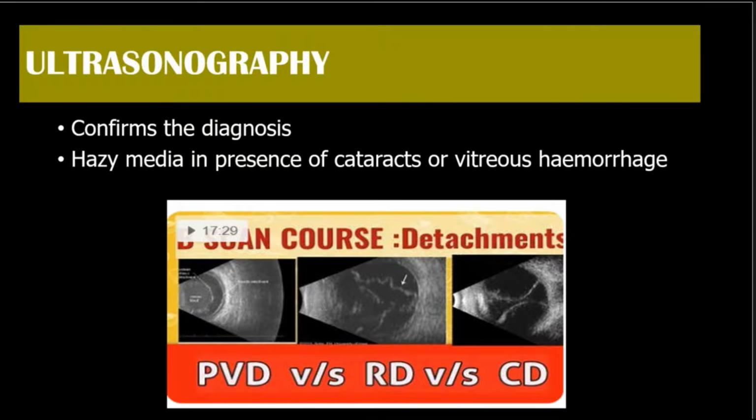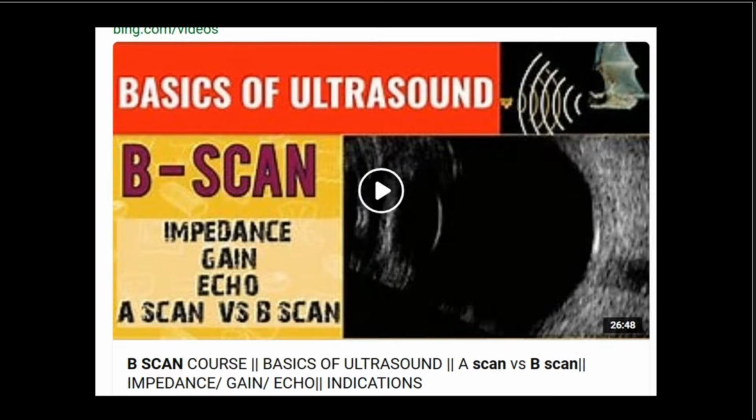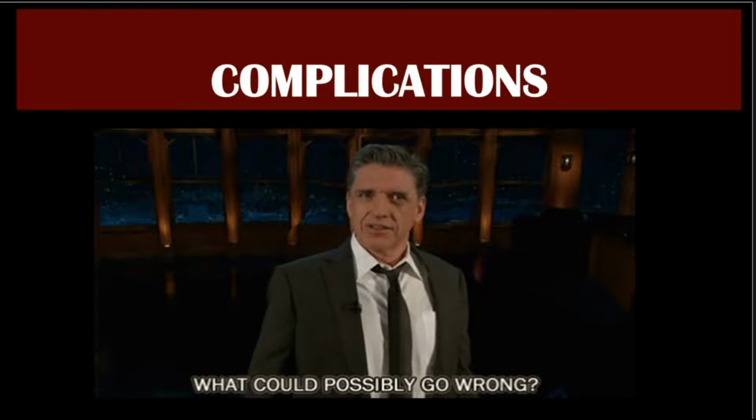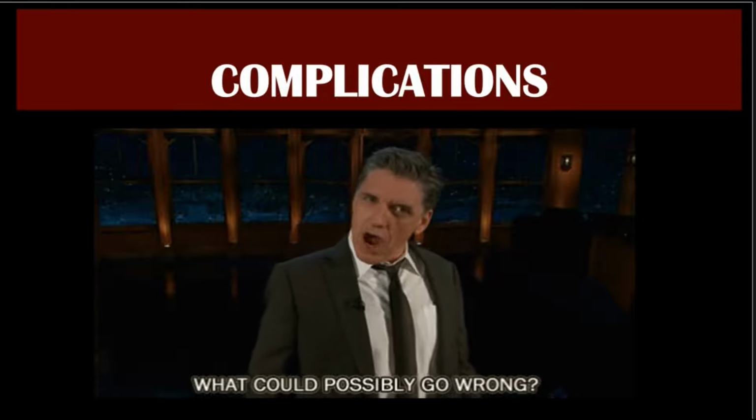In those cases, you can go ahead and do an ultrasonography. Ultrasonography, or a B scan, can help you confirm the diagnosis. We also have numerous videos on ultrasonography on the channel. In one video, we talk about how to differentiate between PVD, RD, and choroidal detachment. Also, we have a playlist starting right from the basics of B scan to the advanced topics on B scan. All right. So, what could possibly go wrong in a case of RD which is left untreated?